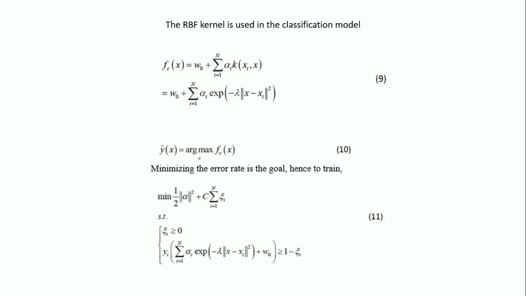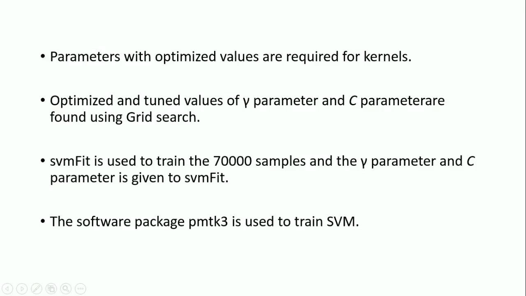The RBF kernel is given by the following formula. Our goal is to minimize the error rate, which is done by using formula 11. Optimized values for associated parameters are needed for kernels. Grid search is used to find the tuned and optimized values of gamma and C parameters.